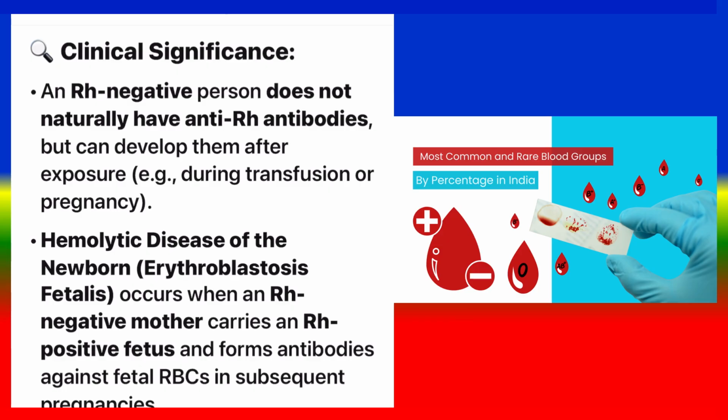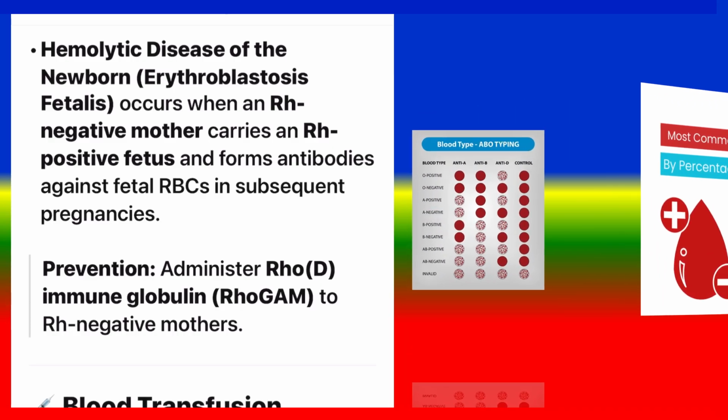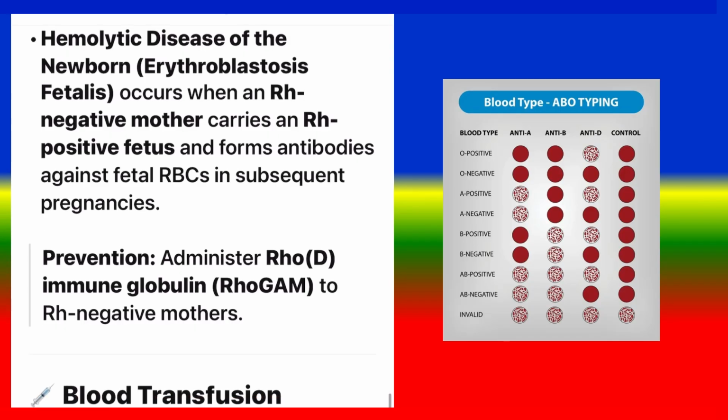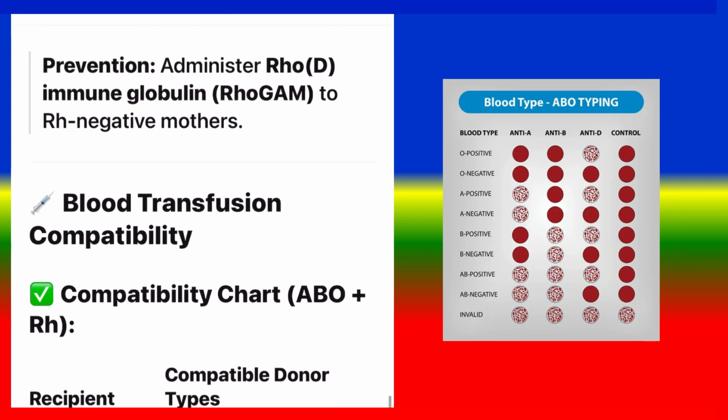transfusion or pregnancy. Hemolytic disease of the newborn, erythroblastosis fetalis, occurs when an Rh negative mother carries an Rh positive fetus and forms antibodies against fetal RBCs in subsequent pregnancies. Prevention: administer Rho-D immune globulin, RhoGAM, to Rh negative mothers.